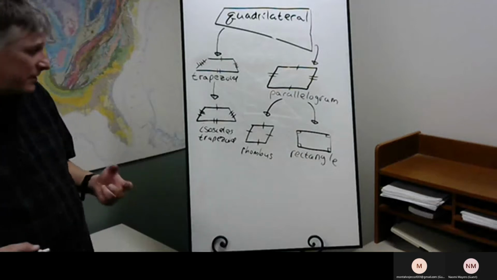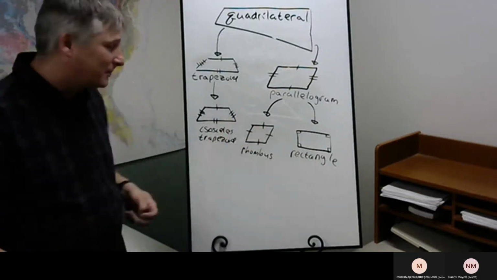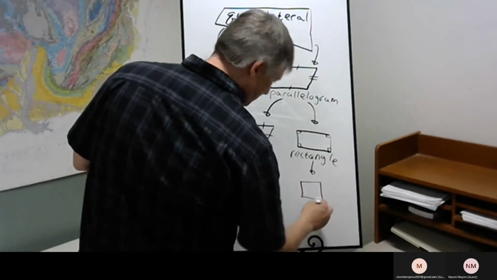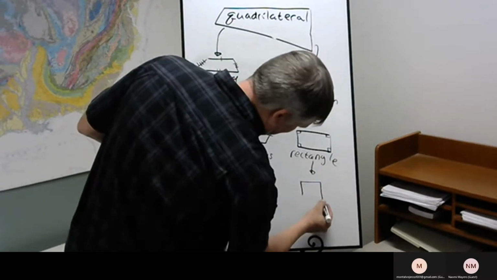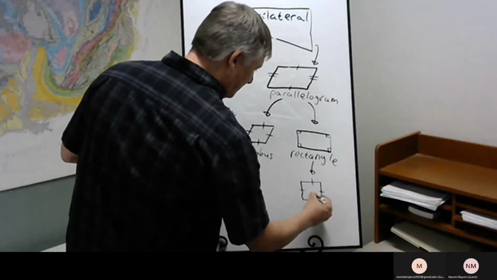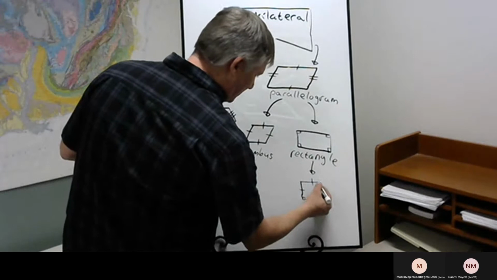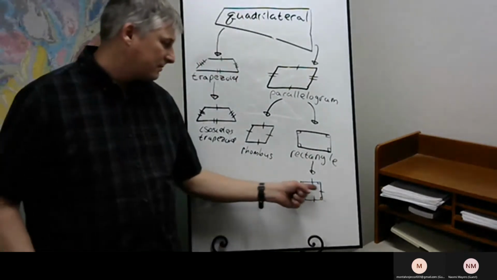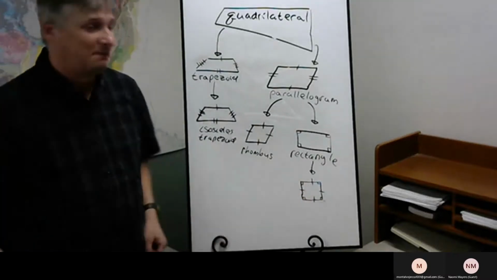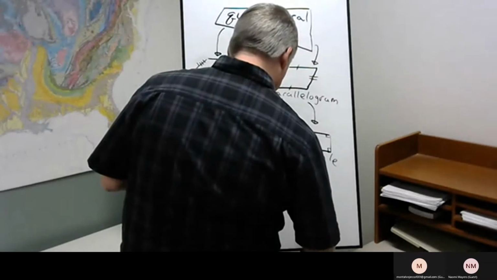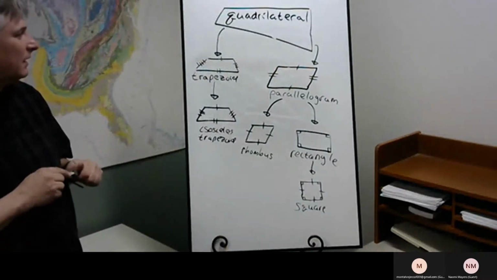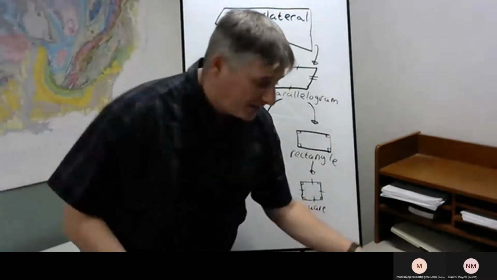And then finally what we're going to do, we're going to combine properties of the rhombus and the rectangle. Same lengths, 90-degree angles. And again, those two are parallel. These two are parallel. And this is what we call a square. So that's how we're going to take a look at our four-sided shapes.